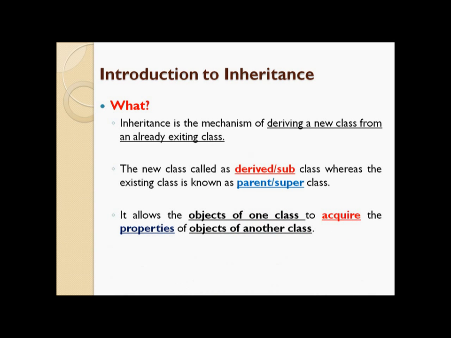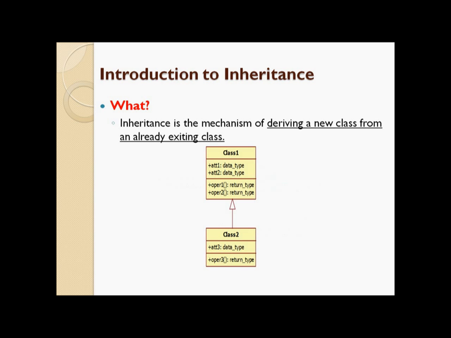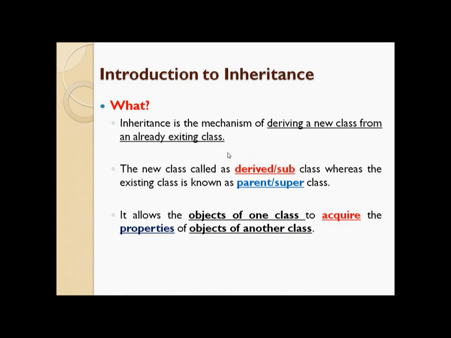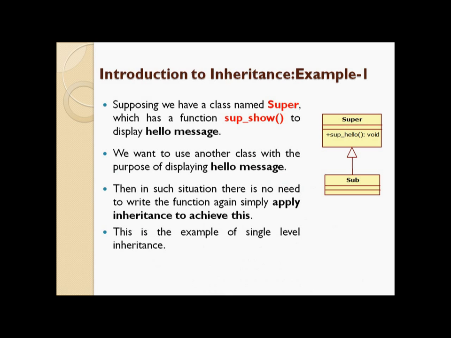The third point says that it allows the object of one class to acquire the property of the object of another class. This means that suppose in this example I have two classes, class 1 and class 2. So the object of class 2 can acquire the property of class 1. That is, using the object of class 2 we can access the operation and the data of class 1. So I hope these points are now clear to you all. Moving to the next slide, here I have given a detailed example with the help of one function.